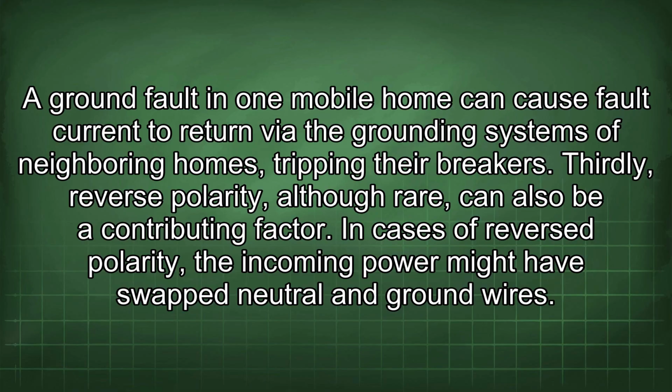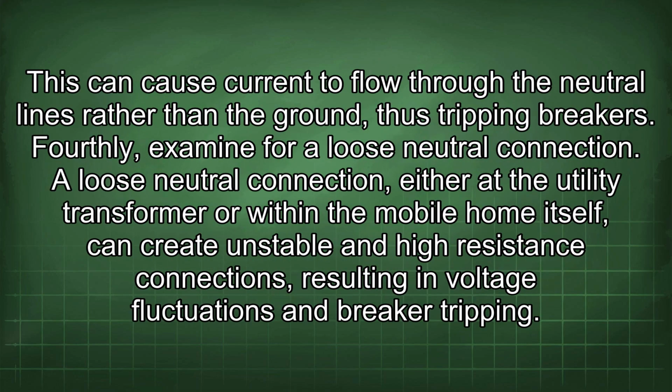In cases of reverse polarity, the incoming power might have swapped neutral and ground wires. This can cause current to flow through the neutral lines rather than the ground, thus tripping breakers. Fourthly, examine for a loose neutral connection. A loose neutral connection, either at the utility transformer or within the mobile home itself, can create unstable and high resistance connections, resulting in voltage fluctuations and breaker tripping.